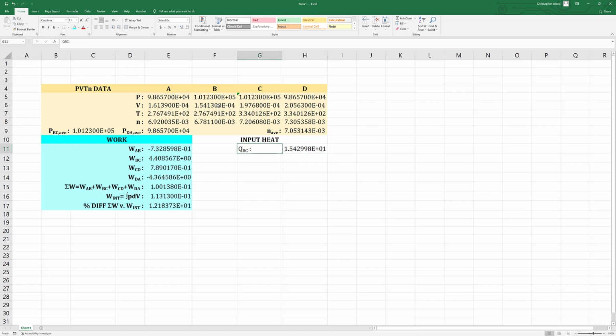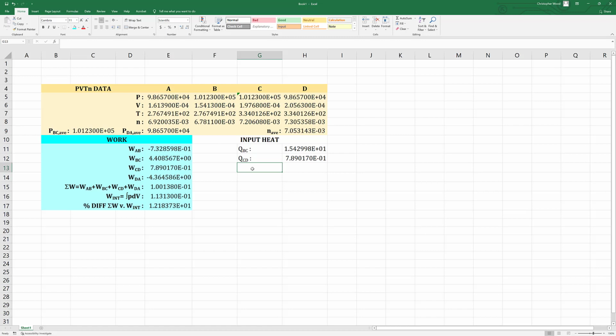Heat also flowed into the system from state C to D. I'm going to copy Control C, down arrow Control V, F2, and just change this from C to D. The heat flowing into the system is the same as the work performed between state C and state D. I'm going to hit equals and just click on this, the work done from state C to state D. And you should have 7.890170 E minus 01.